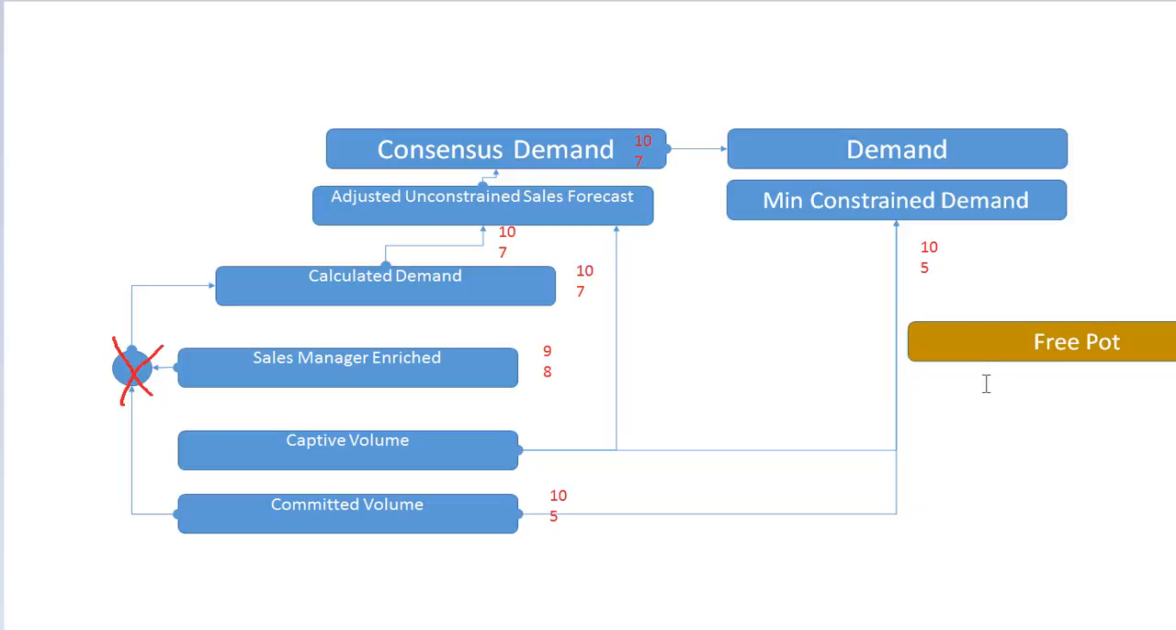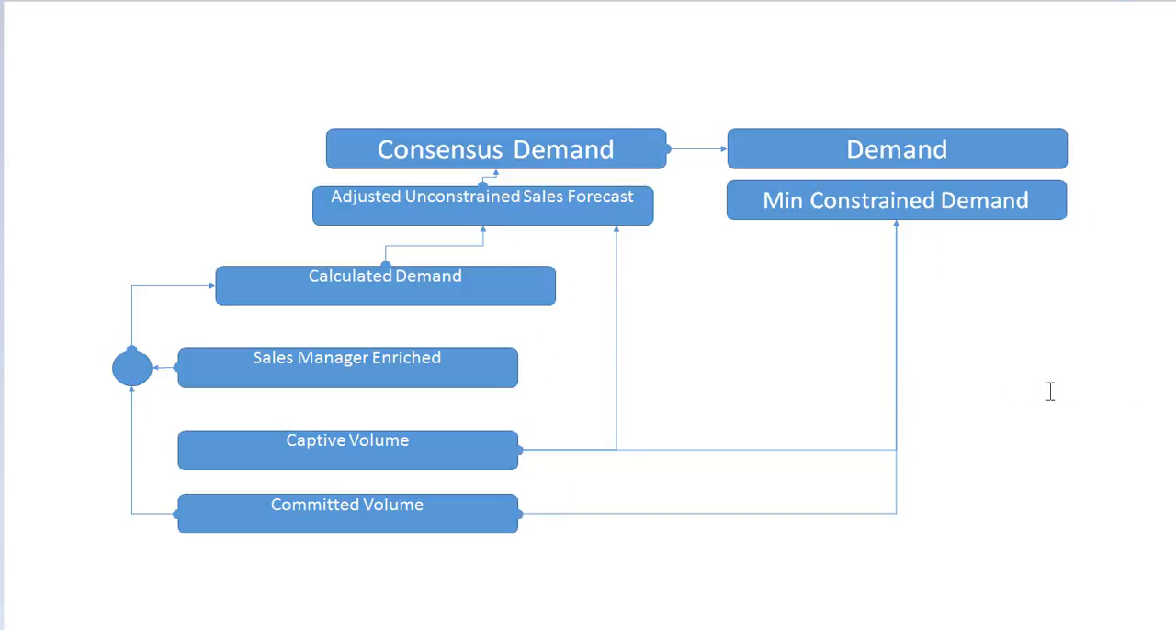In this case, the value of the free pot will be 0 for the first combination since the consensus demand is equal to the committed volume. But for the second combination, the free pot will get the value of 2 since consensus demand is 7 and the committed volume is 5. Now, this free pot demand is the part of the demand that can be easily moved by the optimizer to other plants or eventually can be dropped from the plant if the capacity is not enough to cover all the demands.